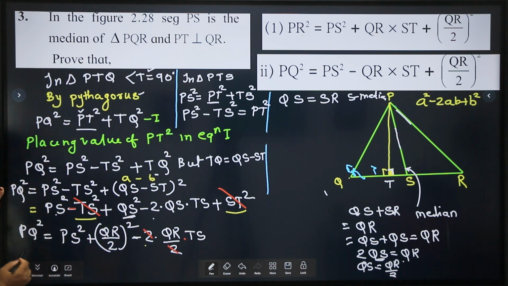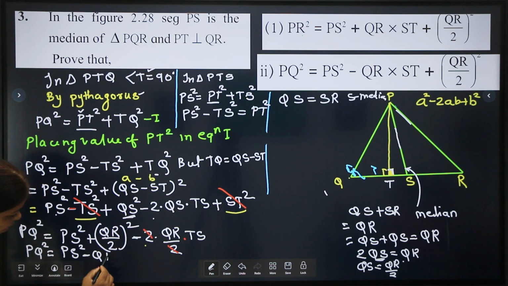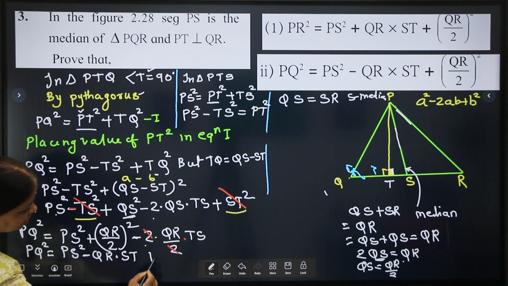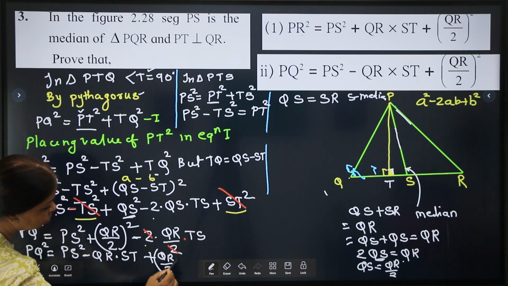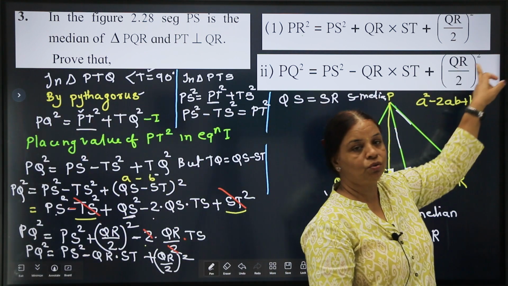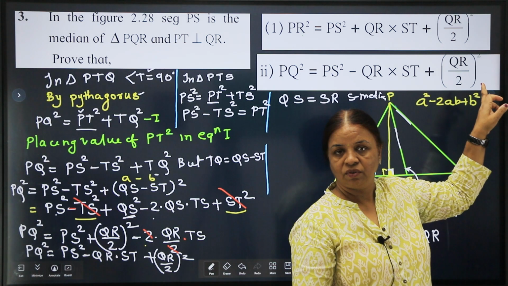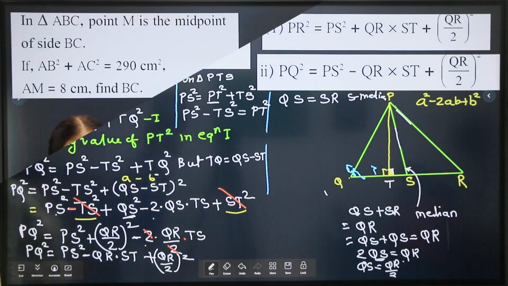Now what are we left with? PQ square is equal to PS square minus QR into ST, then plus QR upon 2 the whole square, and this is what we wanted, QR upon 2 the whole square. So you can pause the video, children, and you can solve this one.